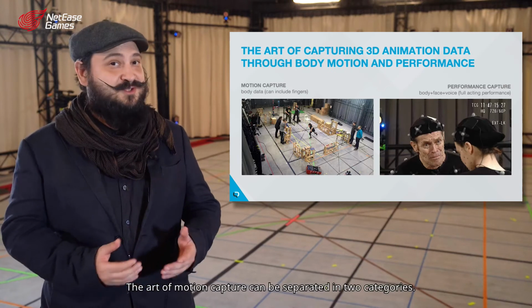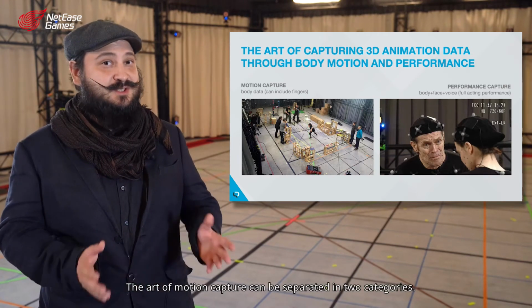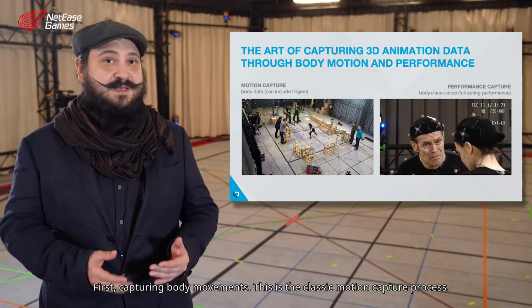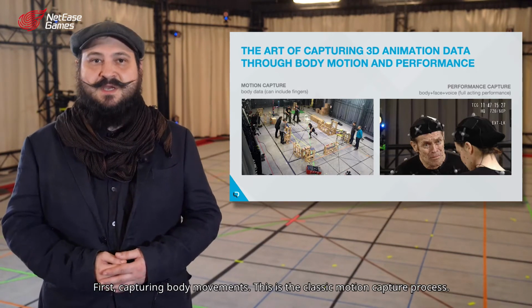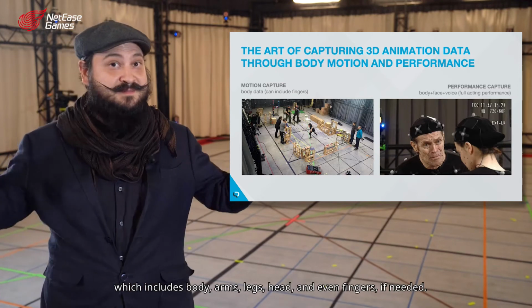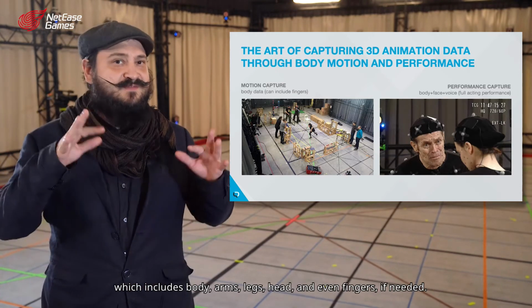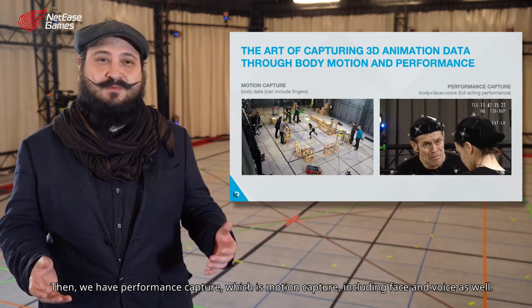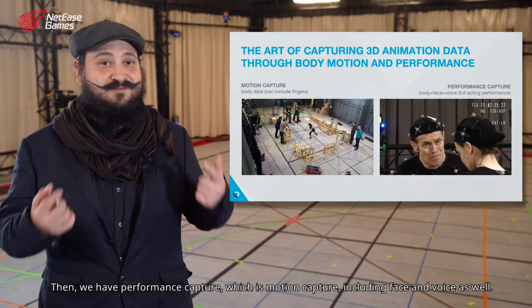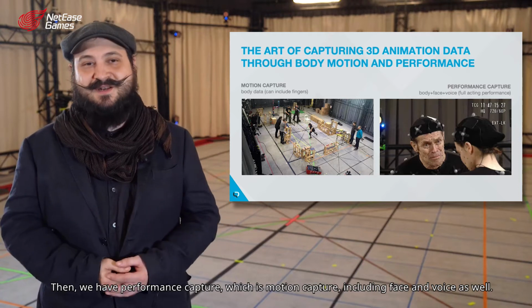The art of motion capture can be separated into two categories. First, capturing body movements. This is a classic motion capture process, which includes body, arms, legs, head, and even fingers if needed. Then, we have performance capture, which is motion capture including face and voice as well.